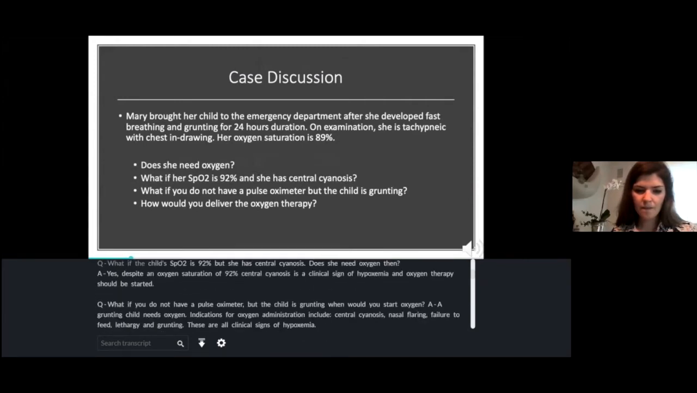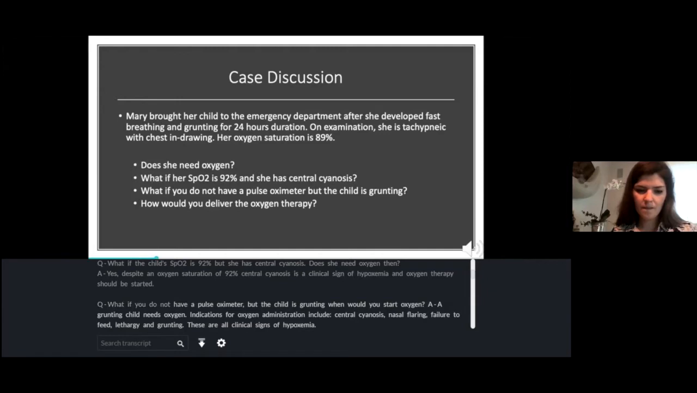Yes. Where pulse oximetry is available, saturation less than 90% is an indication to start oxygen therapy. What if the child's SpO2 is 92%, but she has central cyanosis? Does she need oxygen then? Yes. Despite an oxygen saturation of 92%, central cyanosis is a clinical sign of hypoxemia, and oxygen therapy should be started.